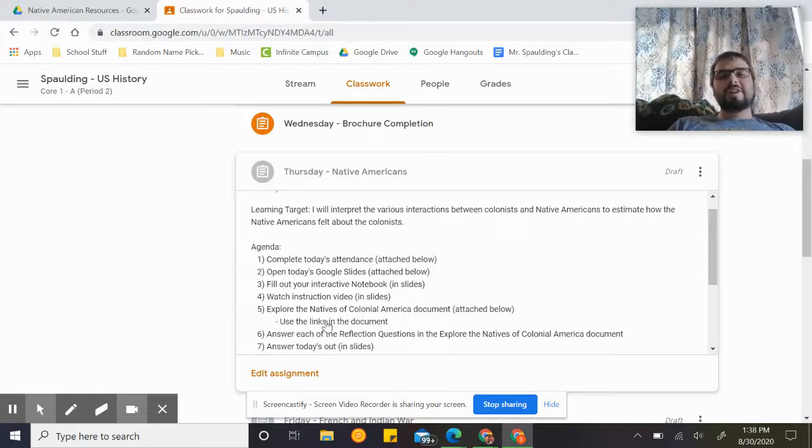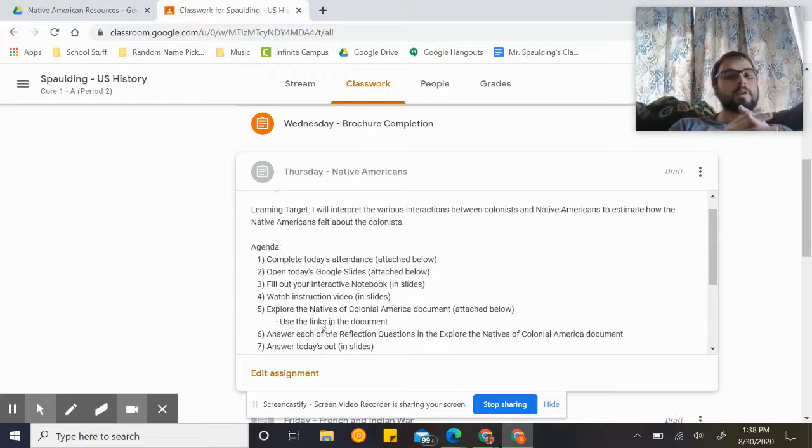So today's learning target is: I will interpret the various interactions between colonists and Native Americans to estimate how the Native Americans felt about the colonists. So today you're going to be reading about how they felt about each other, their interactions. I want you to pretend at the end of today, if you were a Native American, how would you have felt about the English colonists in colonial America?